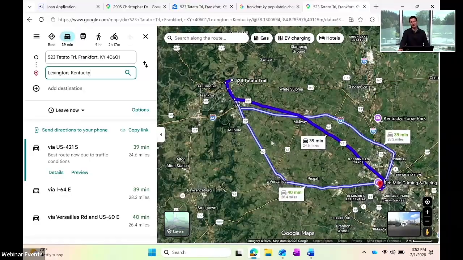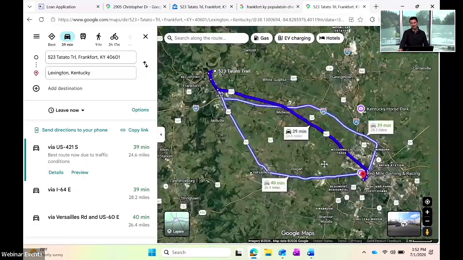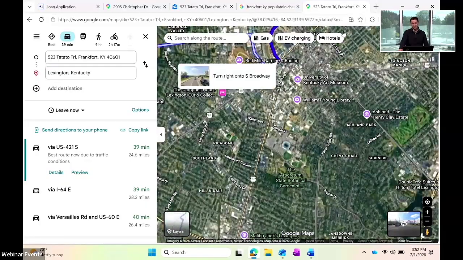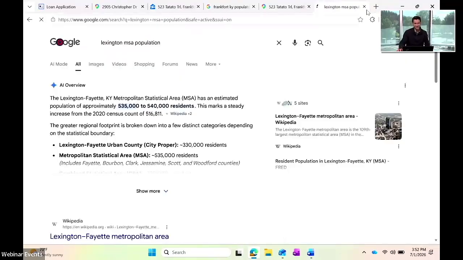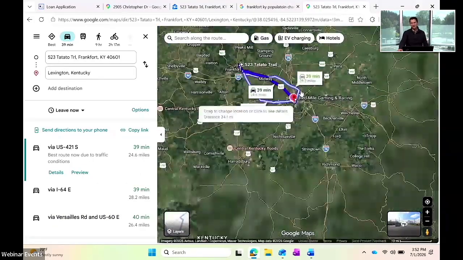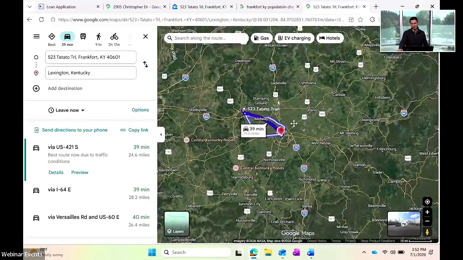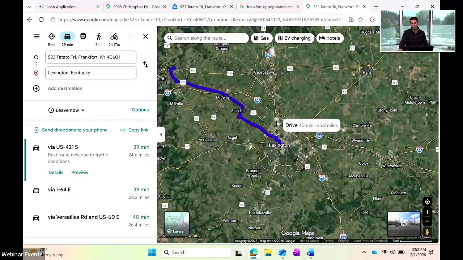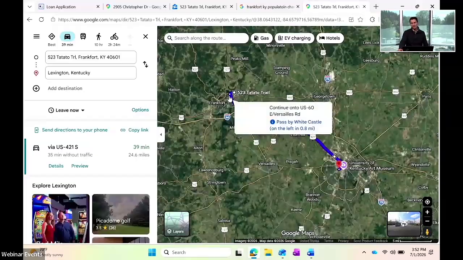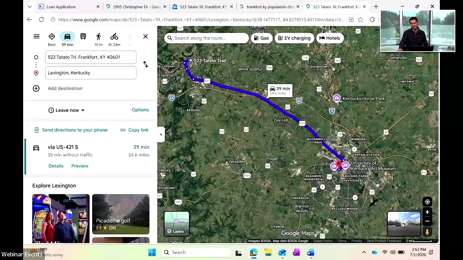Well, okay, I can see that someone living here can commute 39 minutes to downtown Lexington. And we know that Lexington, let's see how big Lexington is. Lexington MSA population. Lexington is an MSA of 535,000 people. This is the total area. That means Lexington is the hub of a 535,000 population metro area. So that's not rural to me, actually. Although Frankfort itself is a little bit rural, it's not a big town. You can drive 39 minutes.